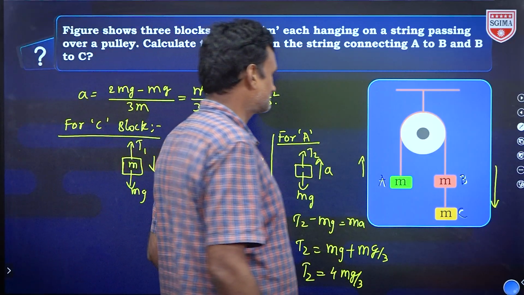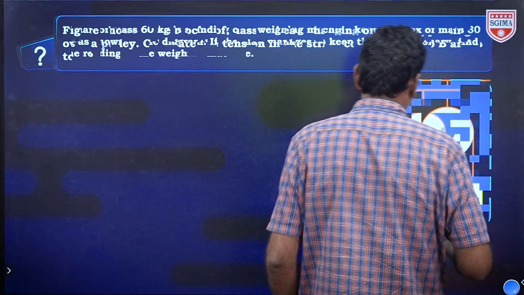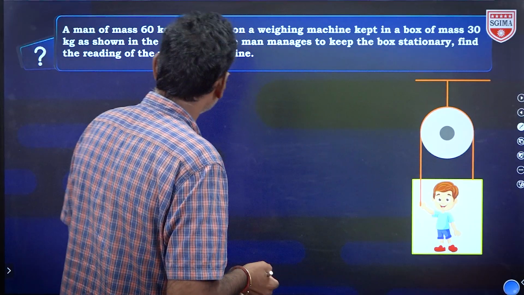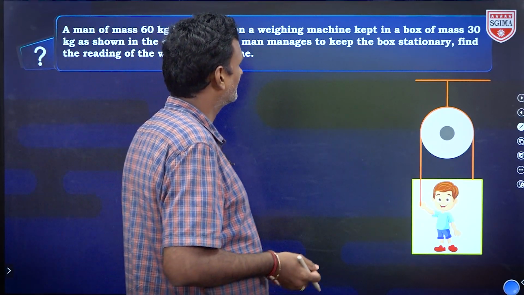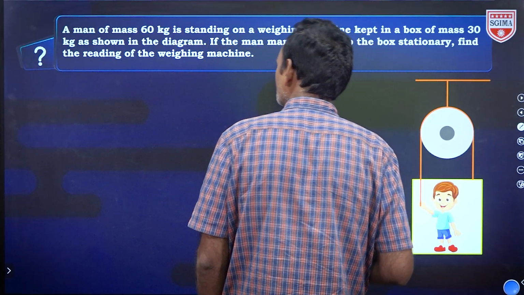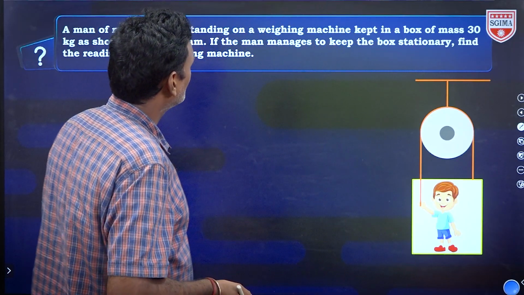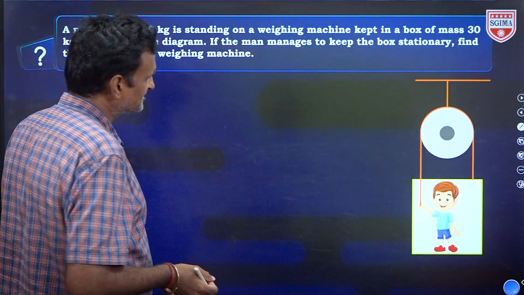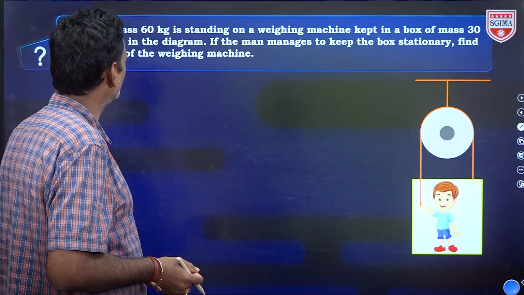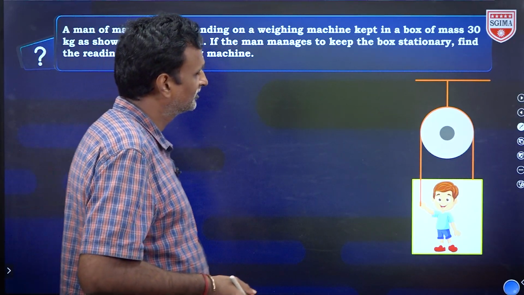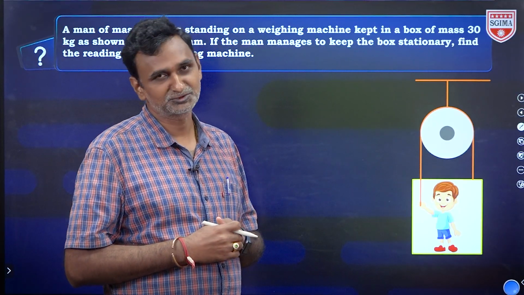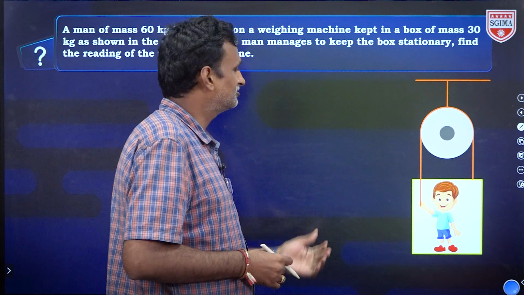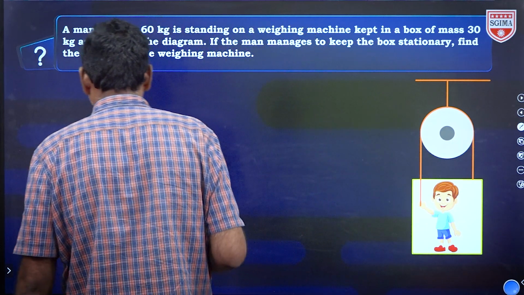Let us go to the next slide. Here is a question: a man of mass 60 kg is standing on a weighing machine kept in a box of mass 30 kg as shown in the diagram. If the man manages to keep the box stationary, find the reading of the weighing machine. Actually, the reading of the weighing machine is explained by the reaction force. So we need to consider the free body diagram first.